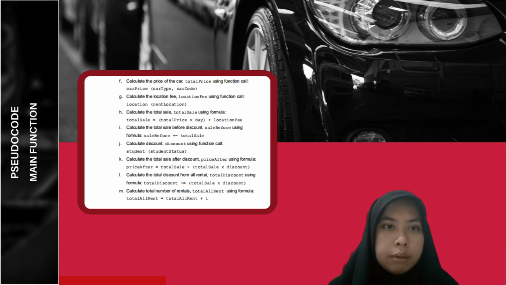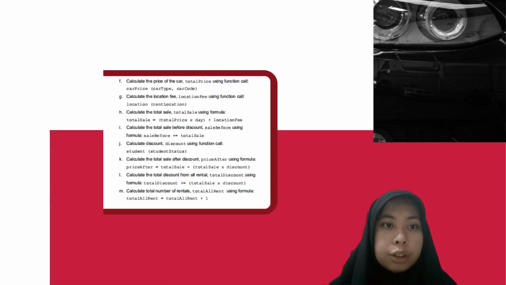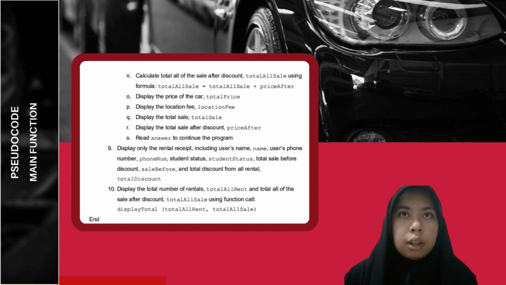For the discount, it will use the function called student in brackets student status. For the total sale after discount, it will use the formula price after equals total sale minus total sale times discount. For the calculation of the total of all sales after discount, it will use the formula total all sale equals total all sale plus price after. Later on, it will display the price of the car, the location fee, the total sale, and also the total sale after discount. And it will read the answer to continue the program.